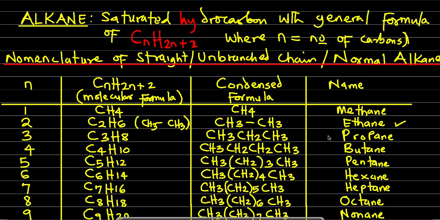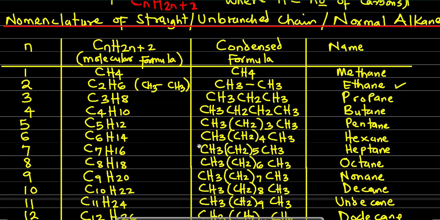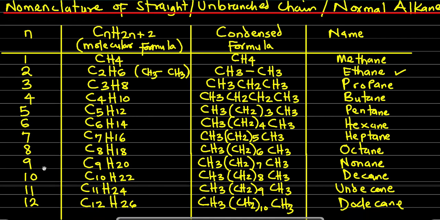Straight chain alkanes with 8 carbon atoms is called octane. If you take a look at this, when the number of carbons gets to 9, we have C9H20.